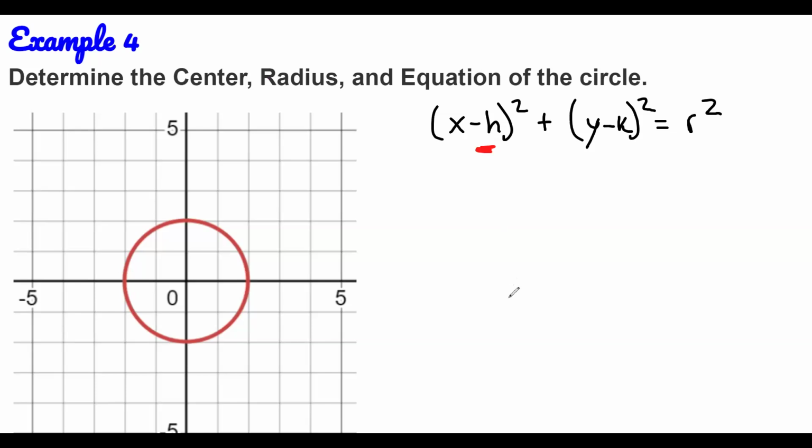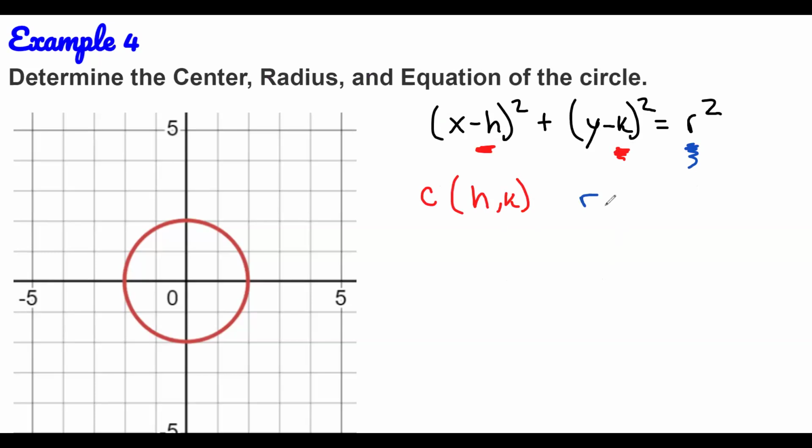I need the x component of my center. I need the y component of my center. And I need what else? The radius, those 3 things. So I need my center, I need a center at (h, k), and I need my radius.